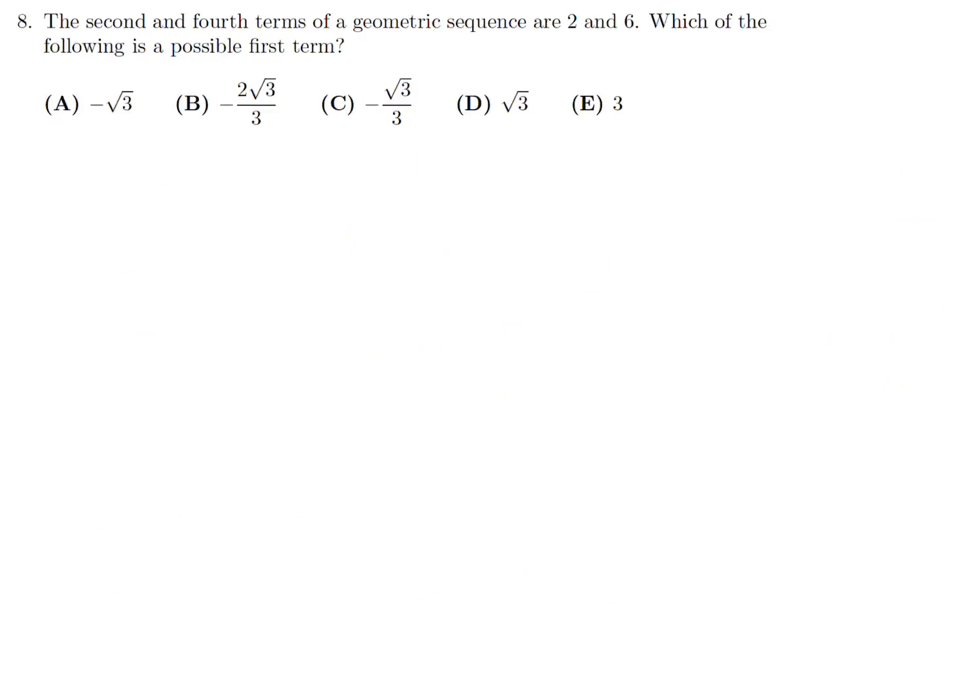The second and fourth terms of a geometric sequence are 2 and 6. Which of the following is a possible first term? So in a geometric sequence, we have A, AR, AR squared, AR to the power of 3, and so on. So they tell you that the numerical value of the second term is 2, and the fourth term is 6. And they want you to figure out what is the value of A.